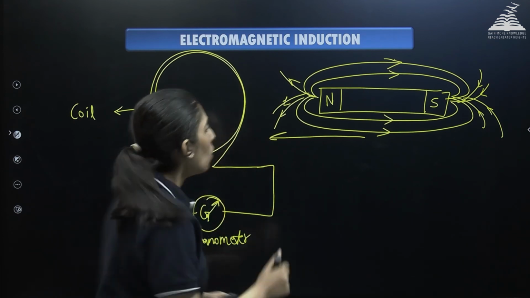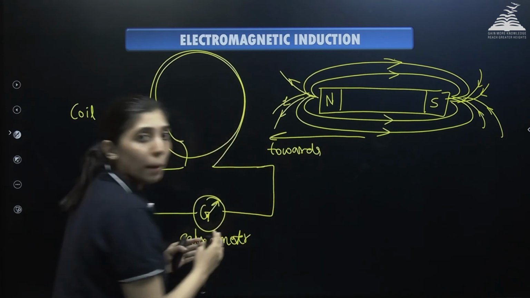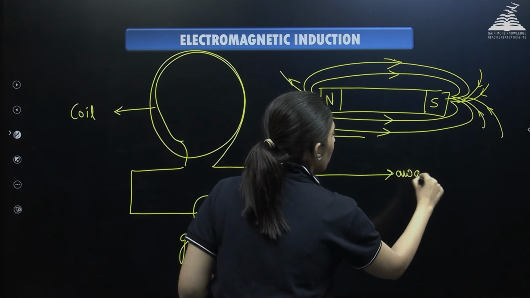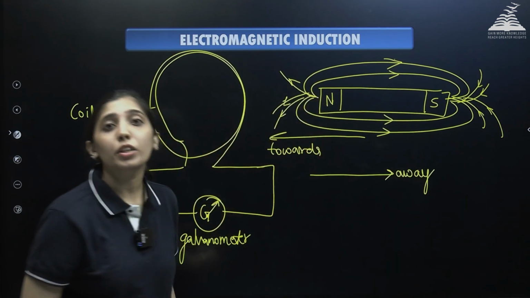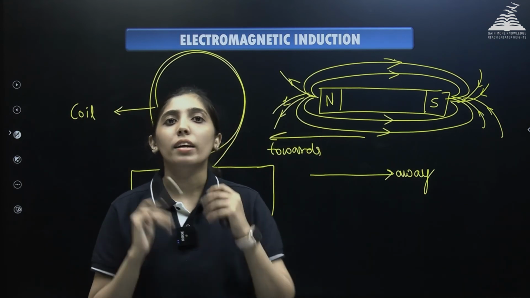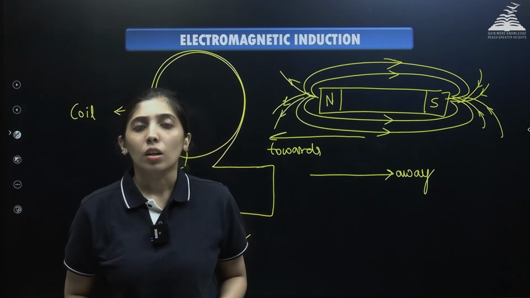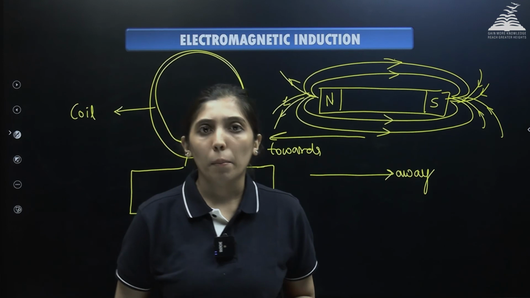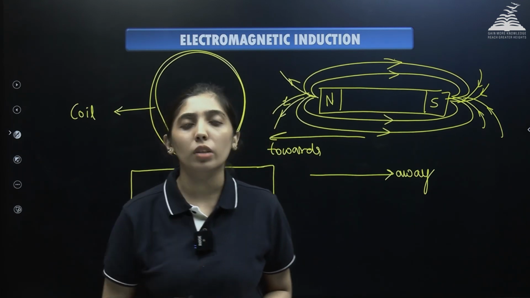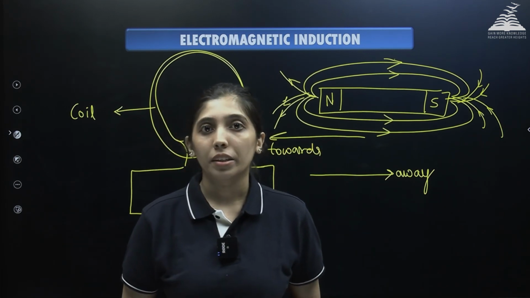So now again, move the magnet away from the coil. This also induces a current in the coil, and this entire phenomenon is called electromagnetic induction. The change in the magnetic field induces a current or an EMF, and this current is the induced current and the EMF is the induced EMF, and the entire phenomenon is called electromagnetic induction.